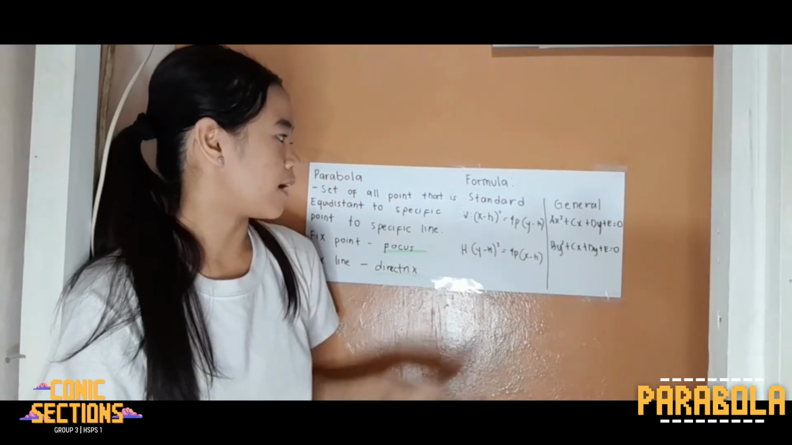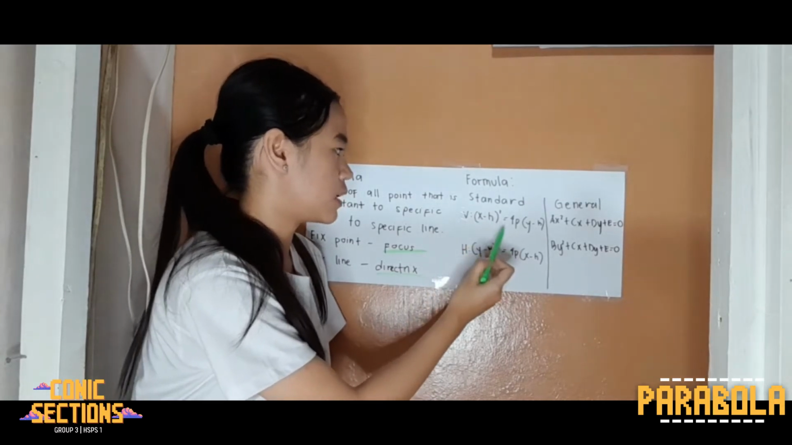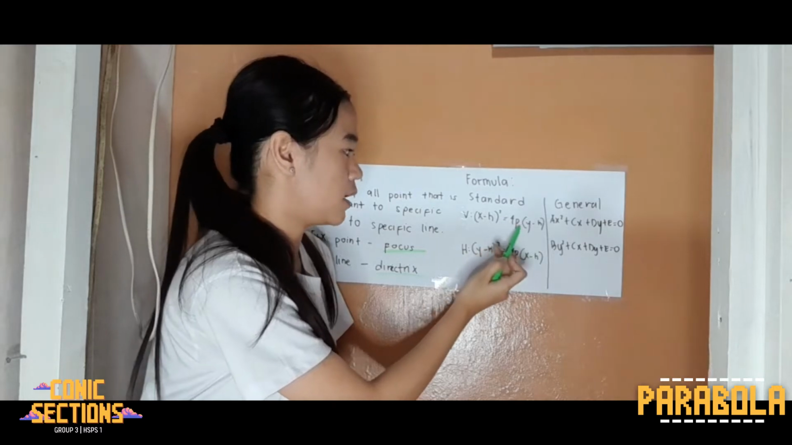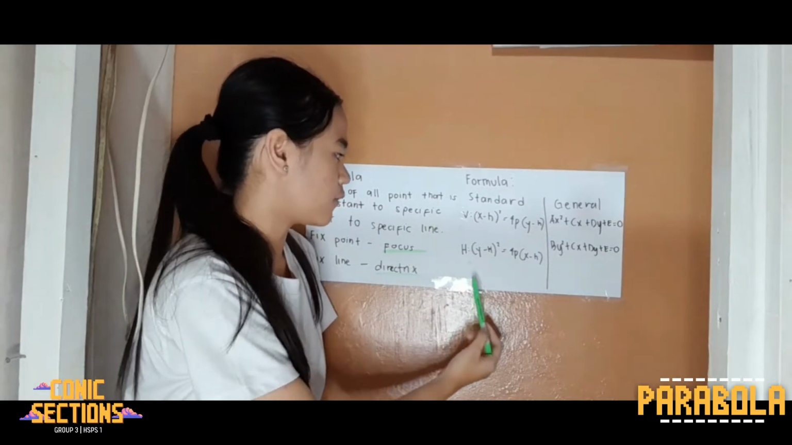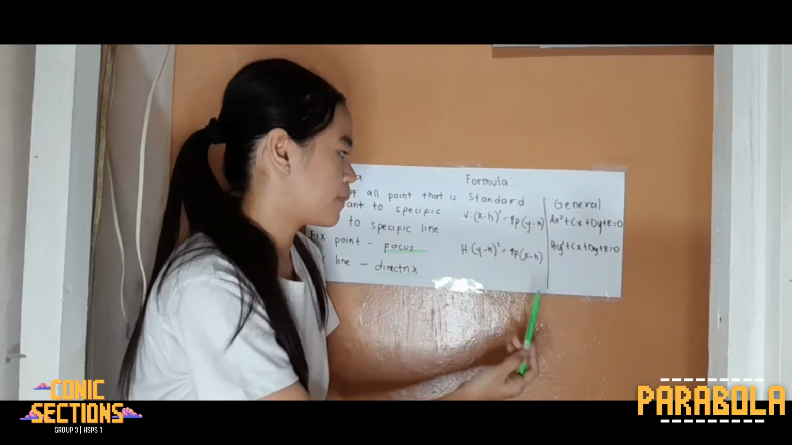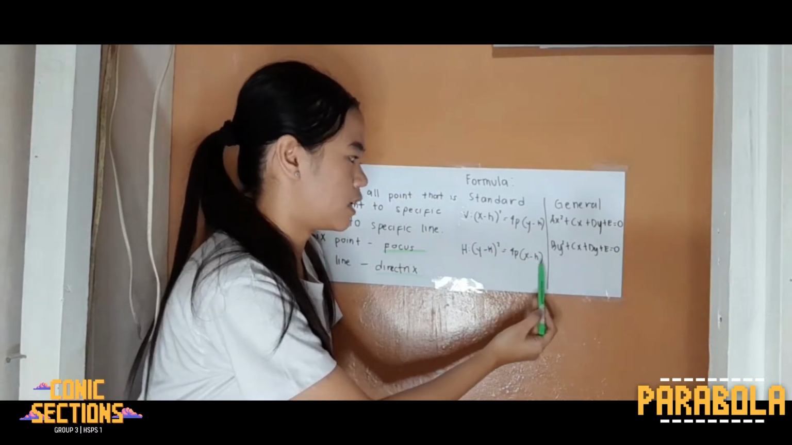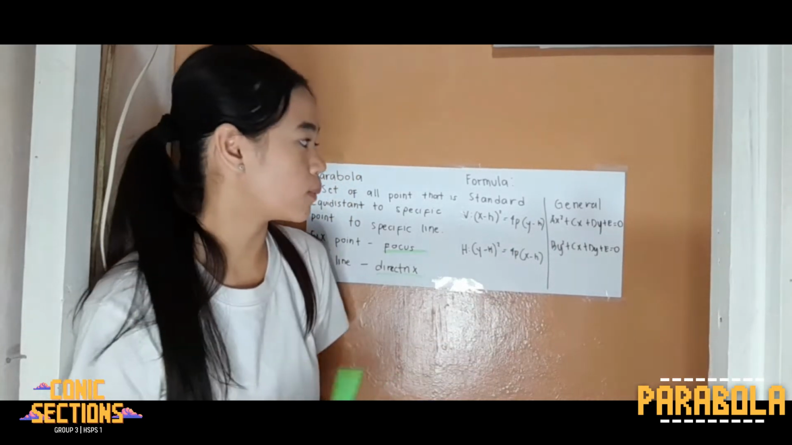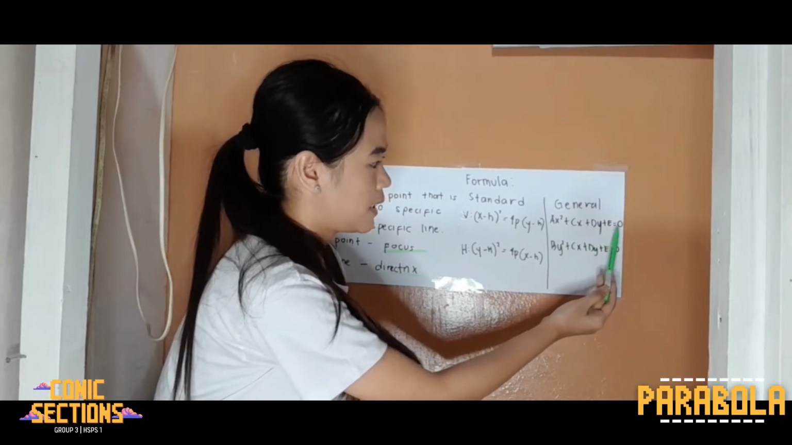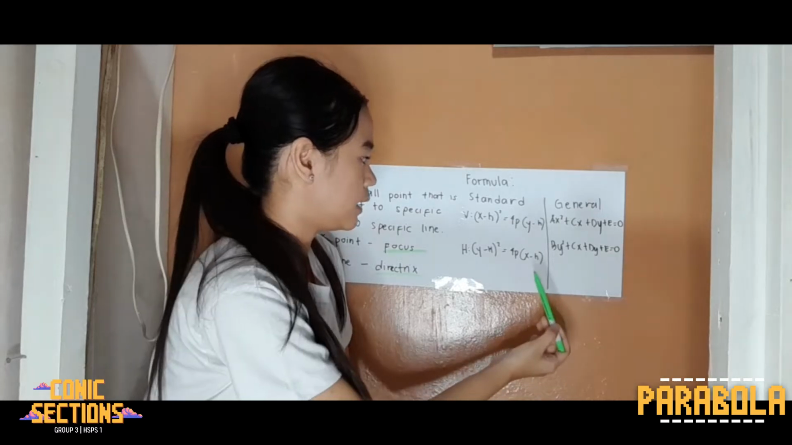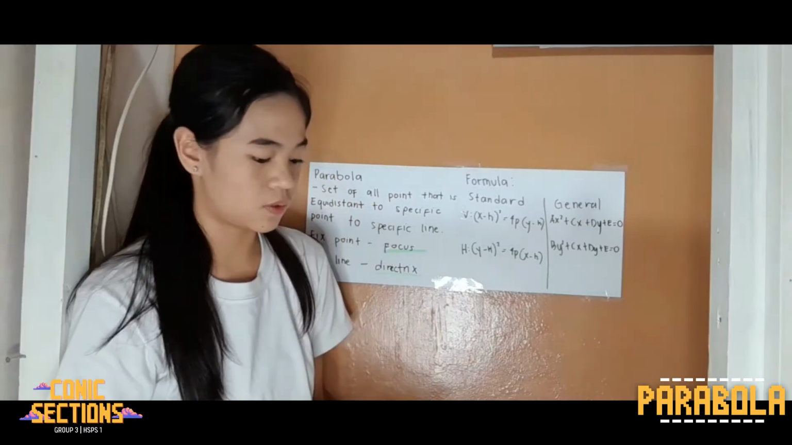In standard form, we have the vertex, parenthesis x minus h, parenthesis squared, is equals to 4p, parenthesis y minus k, parenthesis. For horizontal, we have parenthesis y minus k, parenthesis raised to 2, is equals to 4p, parenthesis x minus h, parenthesis. So, for the general form of parabola, we have ax squared plus cx plus dy plus e is equals to 0. And the other one is by squared plus cx plus dy plus e is equals to 0.